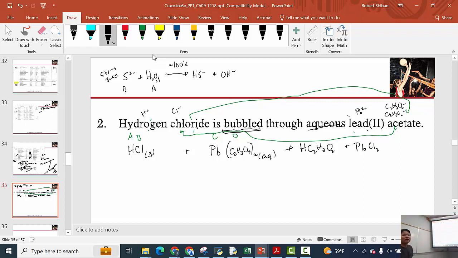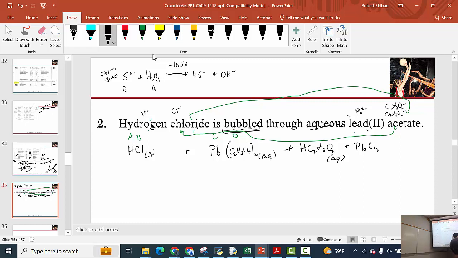Okay, this is not balanced. But before we balance, we're going to look for a driving force. There are 3 driving forces. 1, precipitation. 2, gas formation. 3, stronger acid to weaker acid. And so the first thing is, we'll look. What is hydrogen acetate? Its name. It depends. It's going to be aqueous. And we don't call it hydrogen acetate. Do you know what we call it? Acetic acid.